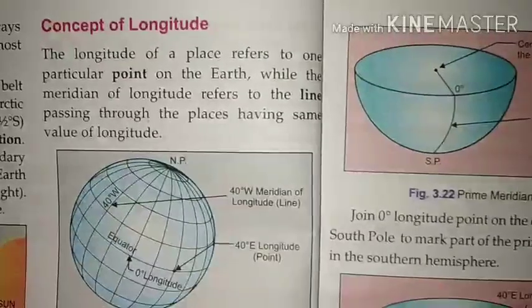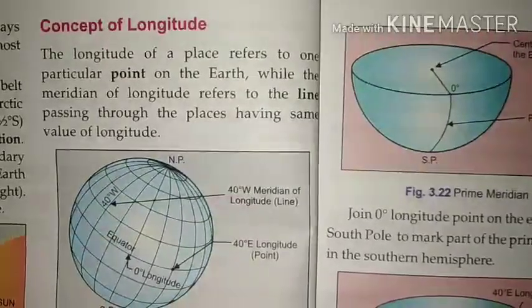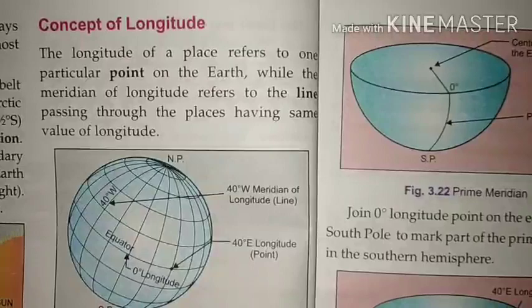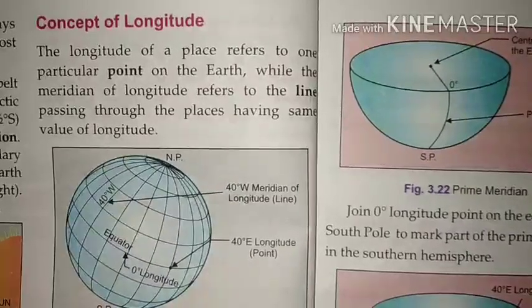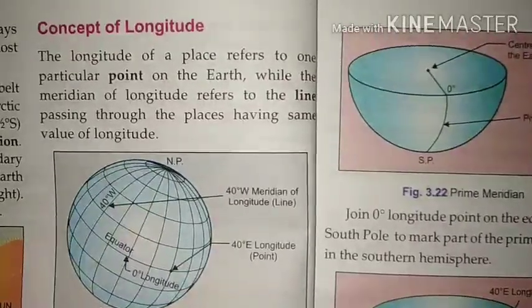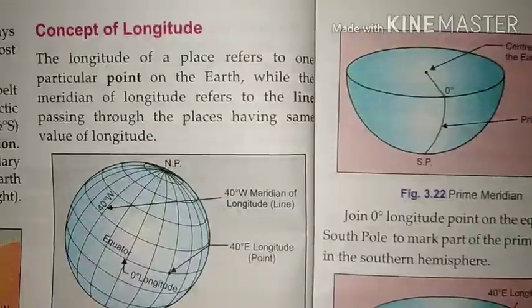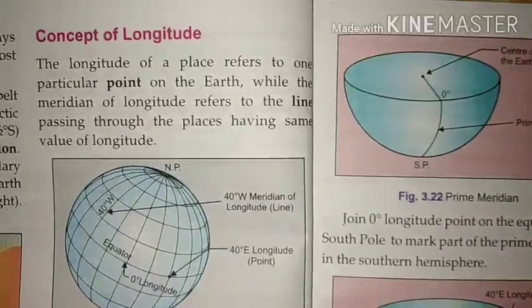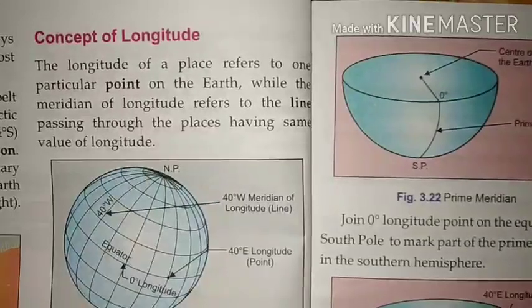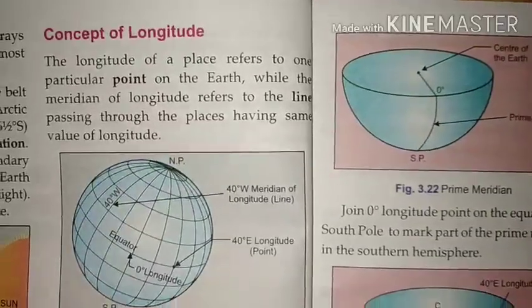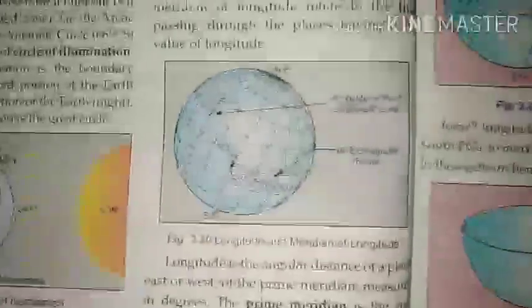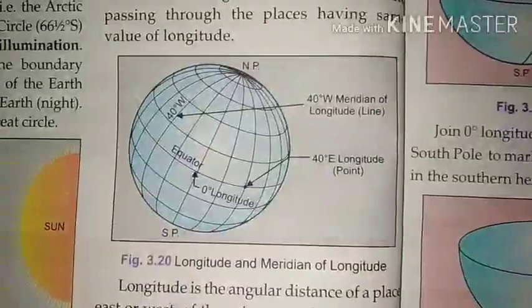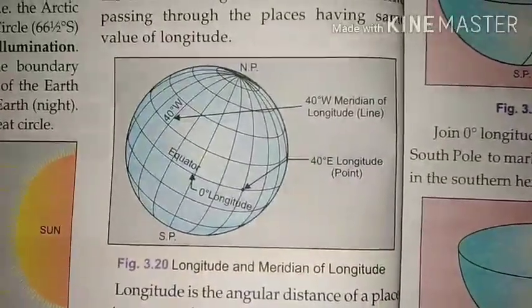Everyone. So today we will go through the concept of longitude. The longitude of a place refers to one particular point on the earth, while the meridian of longitude refers to the lines passing through the places having the same value of longitude. So in the figure, as you can see, longitude and meridian of longitude is shown there.